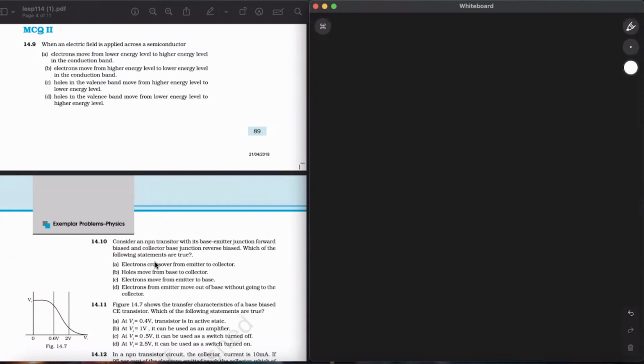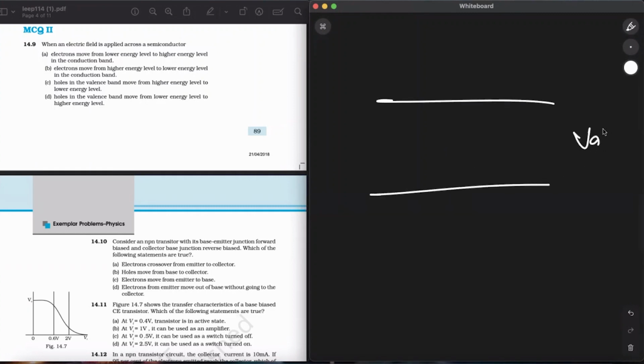So electrons move from higher energy to lower energy. That is obviously wrong because it contradicts our option A. Now option C, holes in the valence band move from higher energy level to lower energy level. Holes, obviously correct. Since electrons and holes are complementary, see what is happening.